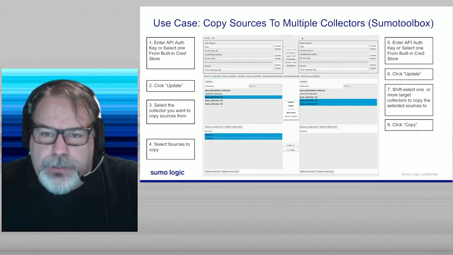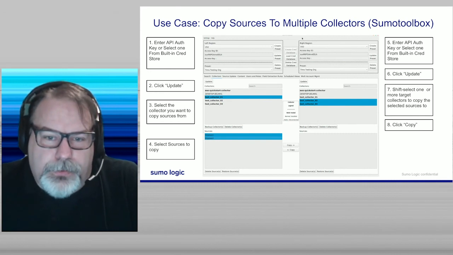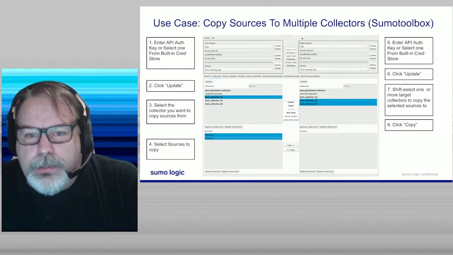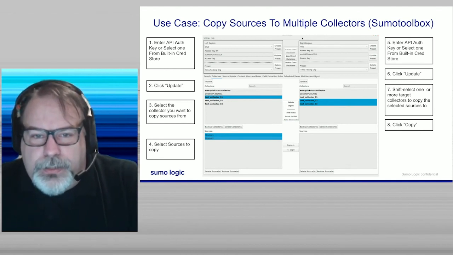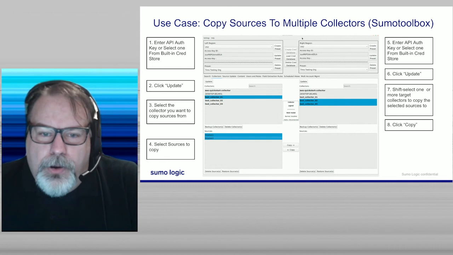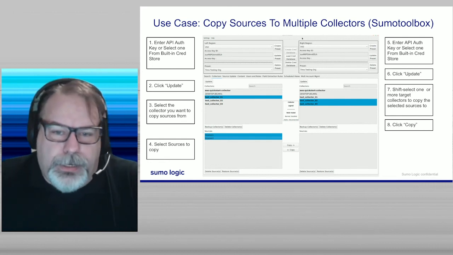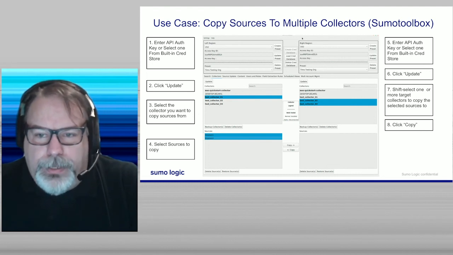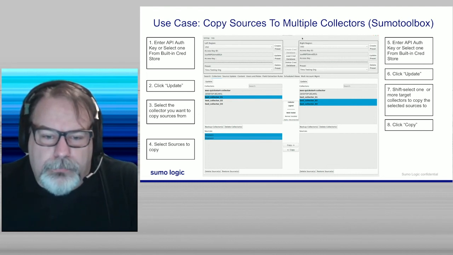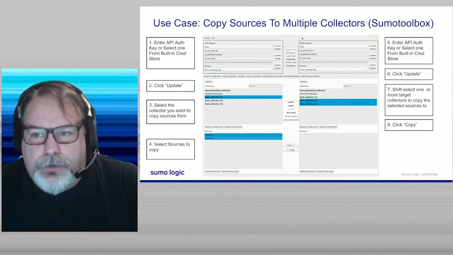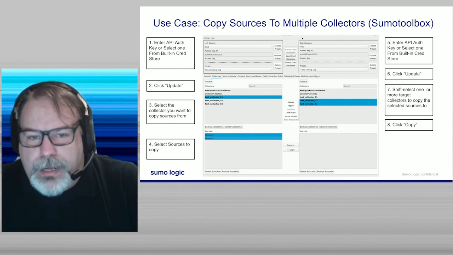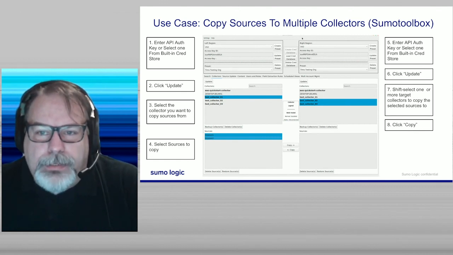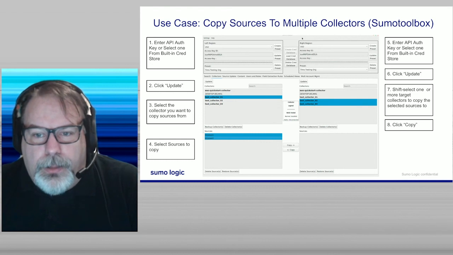Now, I did mention there was Sumo Toolbox. Sumo Toolbox is the UI project that I've created to help you perform similar tasks. So this is the UI version of this. Rather than writing a script, you can actually click and highlight your collectors and sources, copy them from place to place, manipulate them, delete them, back them up, etc. So if we wanted to perform the same task of copying sources between multiple collectors, that's something we could do using the UI tool.